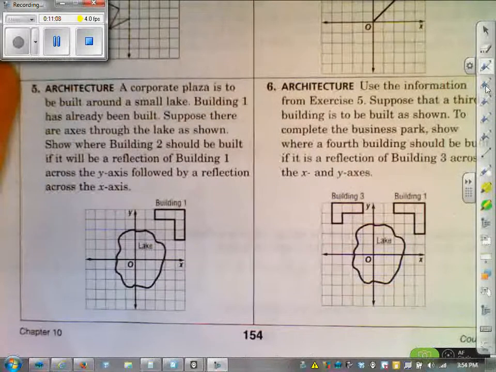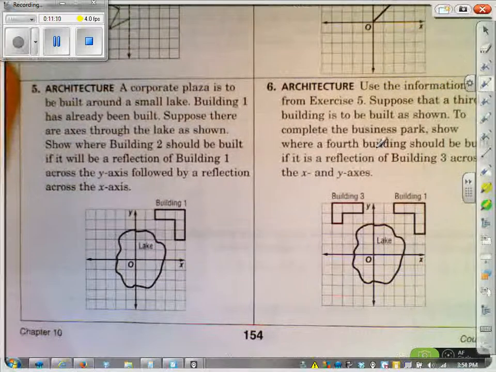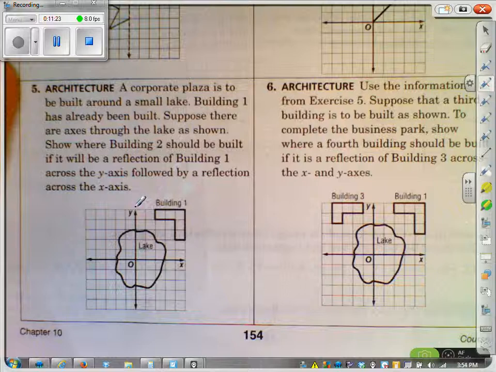So what I would do to think about that, if it's going to be reflected over the y-axis and then the x-axis, right? I'm going to use a pencil. I'm going to use very light markings, right? And I'm going to count the lines to the line of reflection. So over the y first.